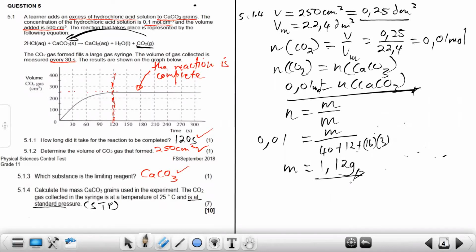I see Manuku, your hand is up, so I'm going to allow you to ask your question. Manuku? Sir, can you explain again from 5.1.3 until 5.1.4? Okay, Manuku, thank you.